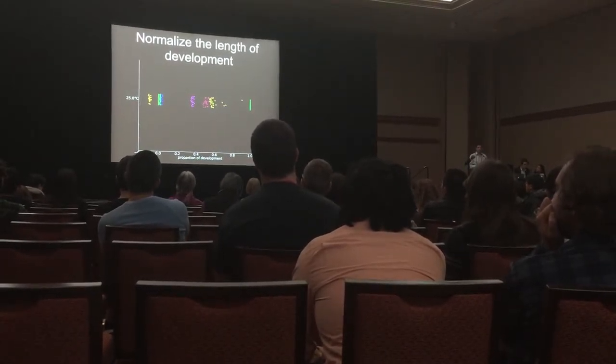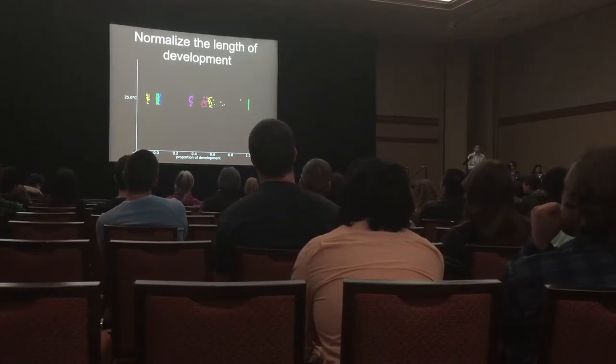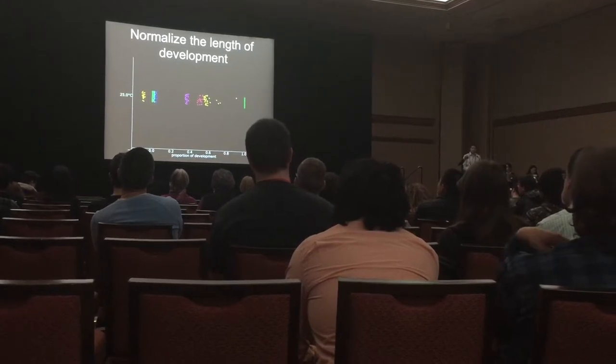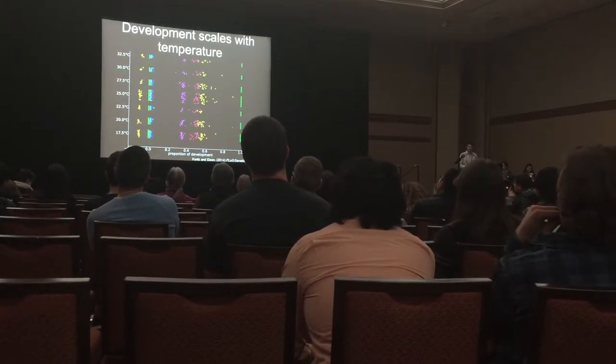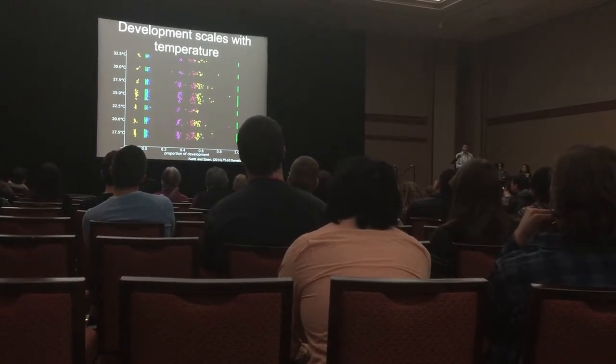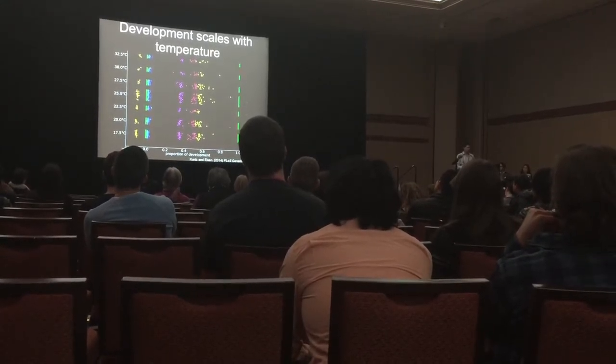Here, we start at one point and go to another, again to the end of cellularization, to the trachea filling, the reliable points. And we can look at this across all temperatures. And we see that everything normalizes perfectly. So every single event scales the exact same way, whether it's cold or hot.